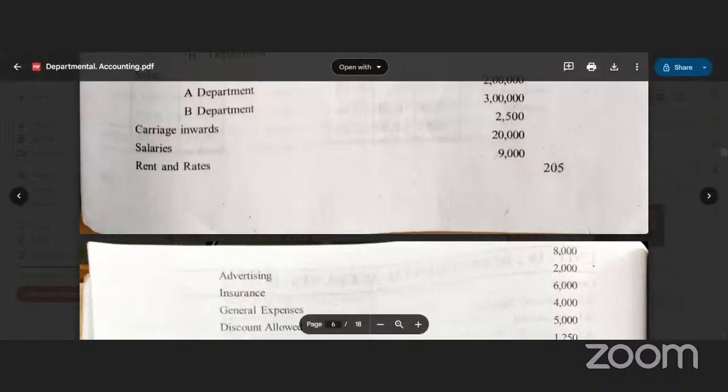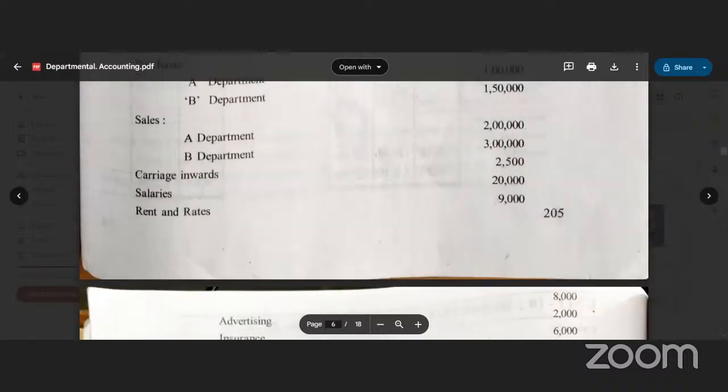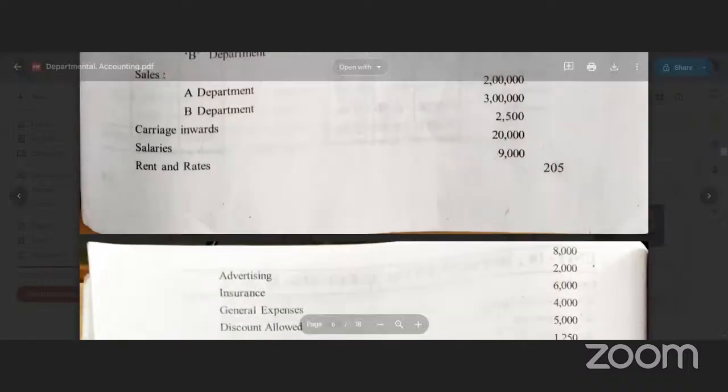Did you get it? Yes, ma'am. Next, advertising. Advertising is 8,000. What is the base for dividing the advertising among the departments? Based on sales. Very good. Advertising is relating to the sales.